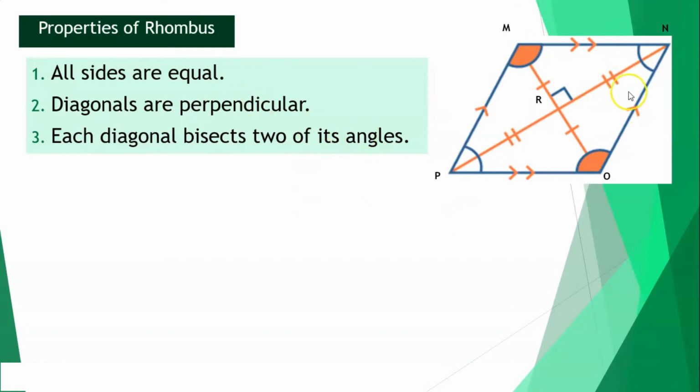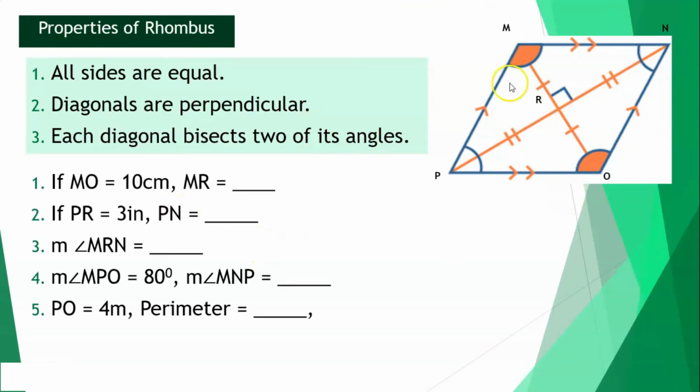So given this figure, we have a rhombus MNOP. If MO is 10 cm, then MR would be 5 cm. If PR is 3 inches, then PN would be 6 inches.